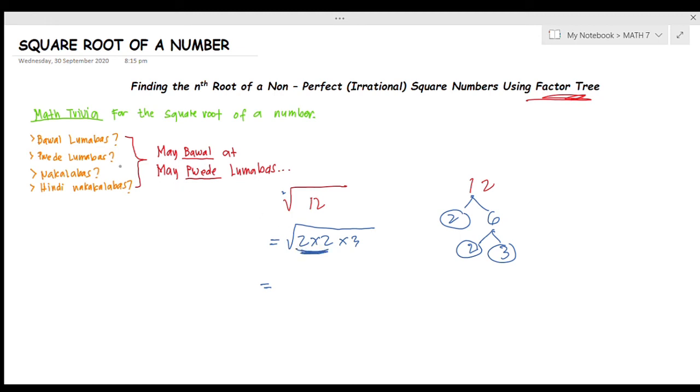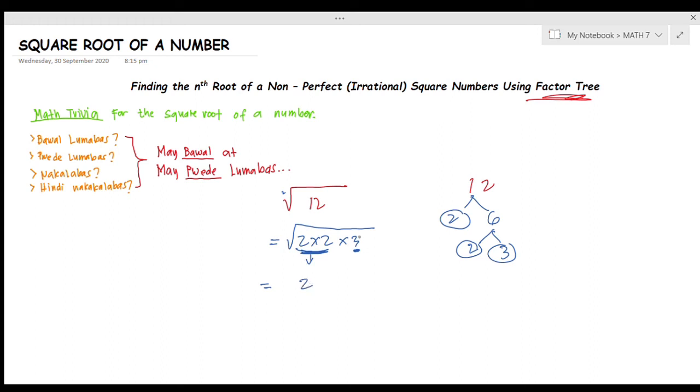At ano yung mga bawal lumabas? Bawal lumabas yung mga walang partner. So sa loob lang sila ng bahay nila. Yung mga walang partner sa loob lang ng bahay. Ano po? Yung may mga partner, lalabas na ng bahay. So ano yung pwedeng lumabas dito? Yung 2. So ilagay na natin dito yung 2.